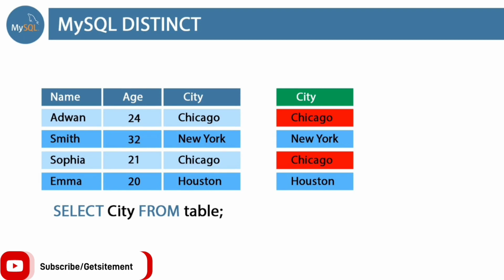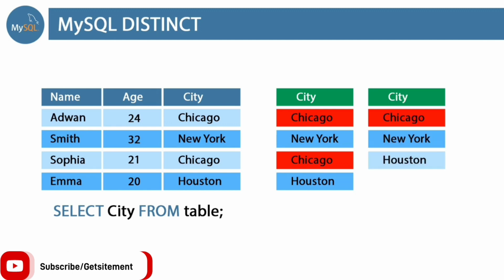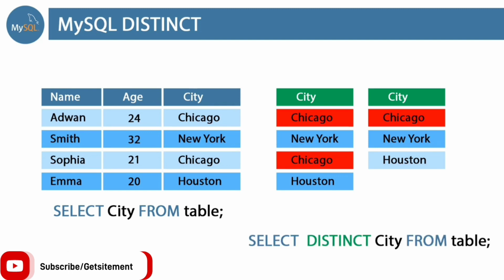But I want a consolidated report. I don't want repeated city names in my result. Something like that, where there is no duplicacy in this result. It prints Chicago once. If we want to extract a result like this, in that case we need to use the distinct keyword. Here you can see select distinct column name city from table.